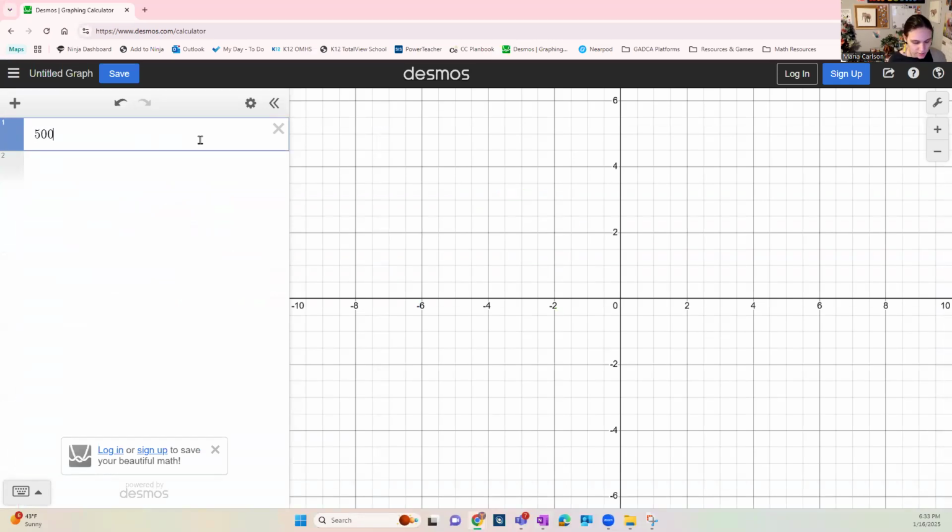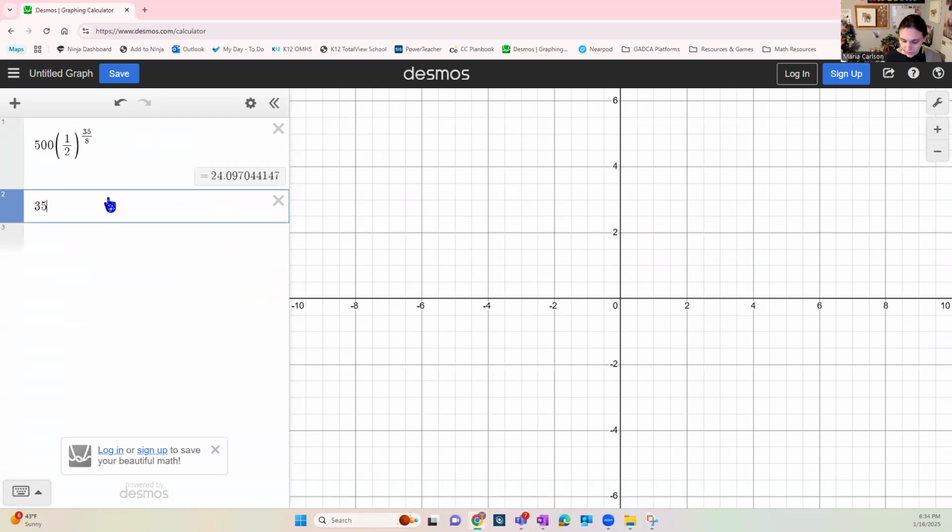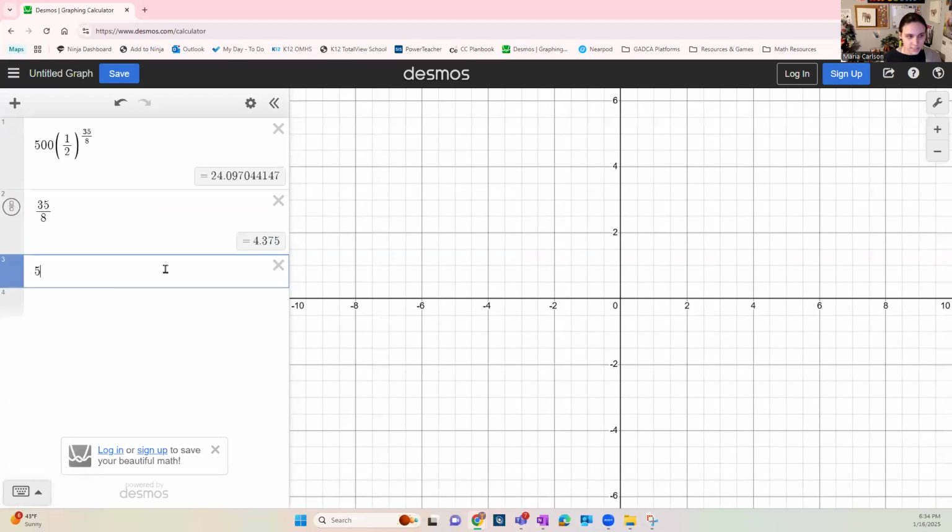So 500 times 1/2, I'm going to do 1 divided by 2. And then outside of the fraction in my exponent, I'm going to have 35 divided by 8. And notice how 35 divided by 8 is in my exponent. I could simply find what 35 divided by 8 is, 4.375, and I could raise this 1/2 to the 4.375 power, and it would be the same thing. So let's see, 1 over 2 raised to the 4.375 power.